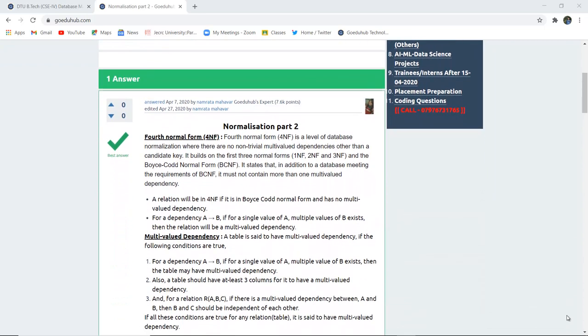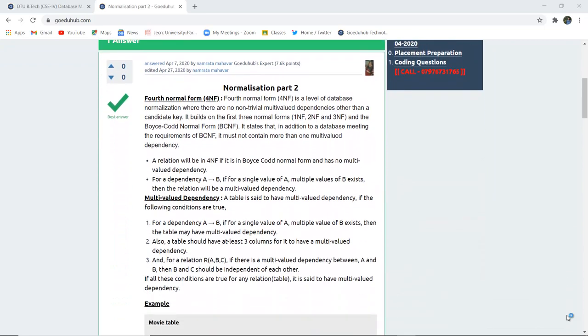In this video we are going to discuss the remaining two parts of normalization. The first is the fourth normal form, 4NF. Fourth normal form is a level of database normalization where there is no non-trivial multi-valued dependency other than on a candidate key.